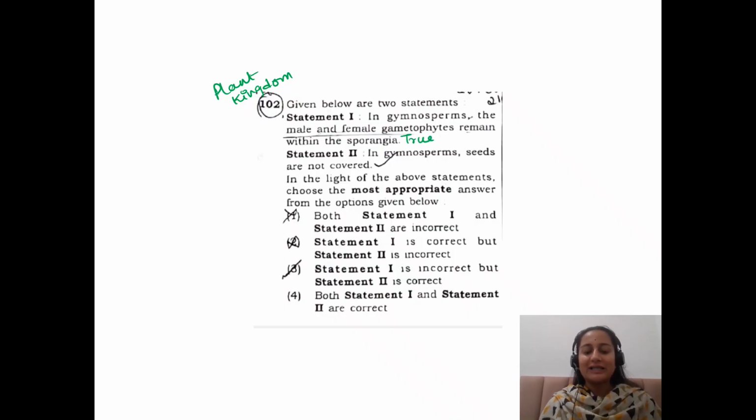In gymnosperm, seeds are not covered. Yes, because the gymnosperms are containing the naked seeds which are not covered by any fruit. So both the statements are marked as the correct. So here answer will be 4.